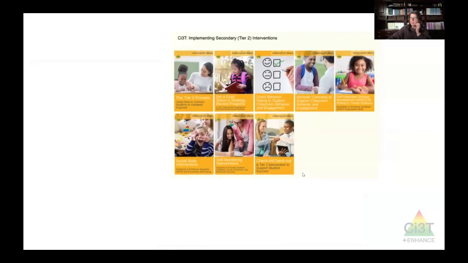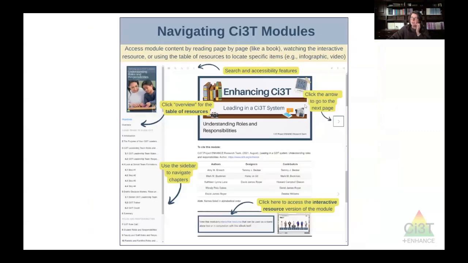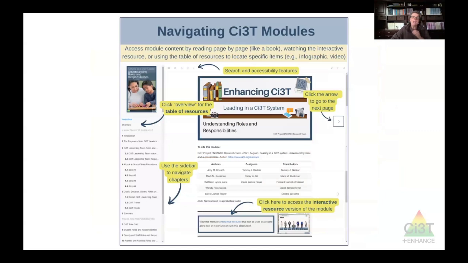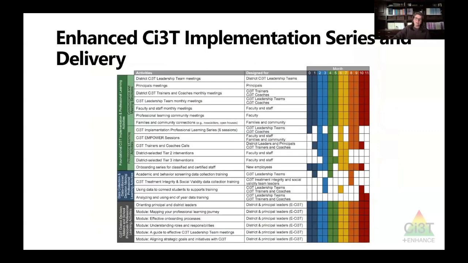As we get started tonight, we are going to be working predominantly, as I mentioned, in this one resource, which is direct behavior ratings. If you're brand new to these modules, we do have an infographic that will help you to navigate how to click through those, download little videos, infographics, and give you the resources that you need to get started.